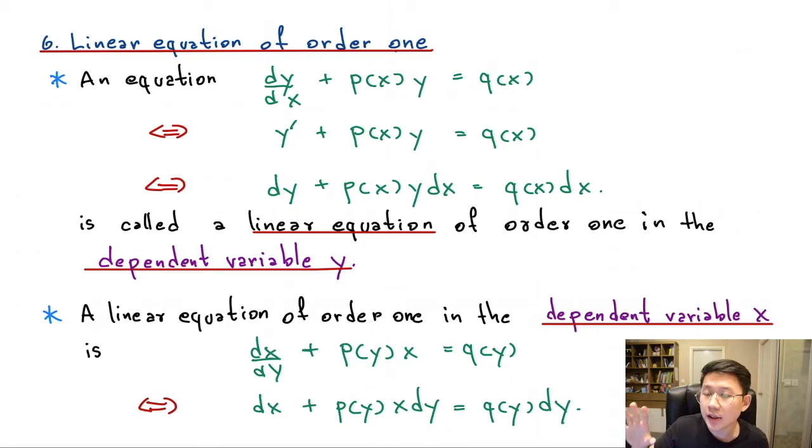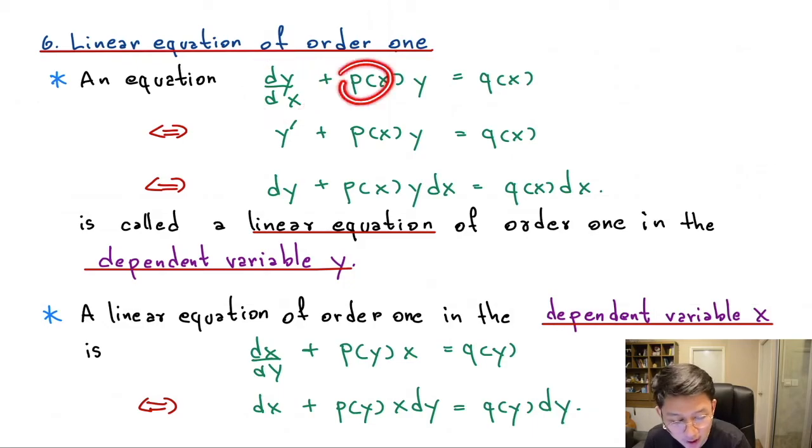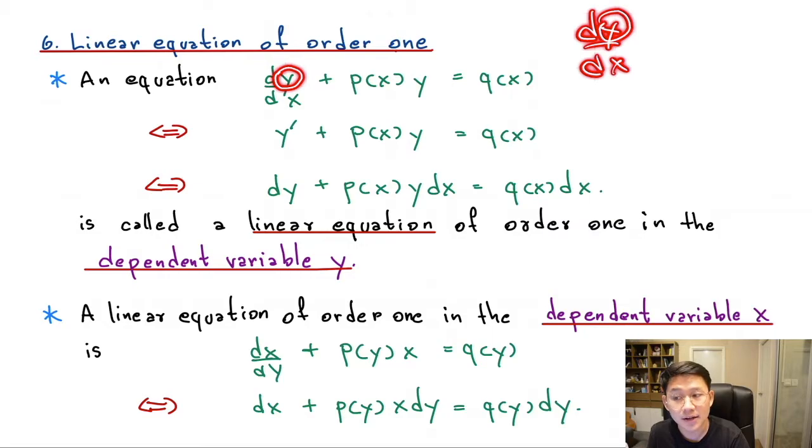Okay guys, first let's look at the form of a linear equation of order 1. So here, if you have dy by dx plus a function of x times y equals q(x), that is called a linear equation of order 1 in the dependent variable y. So basically it means that y is a dependent variable. If you go back to lecture 1, when we talked about the introduction of ODEs, we talked about dependent and independent variables, right? We know that if we have dy by dx, the y here is a dependent variable and x here is an independent variable, right?